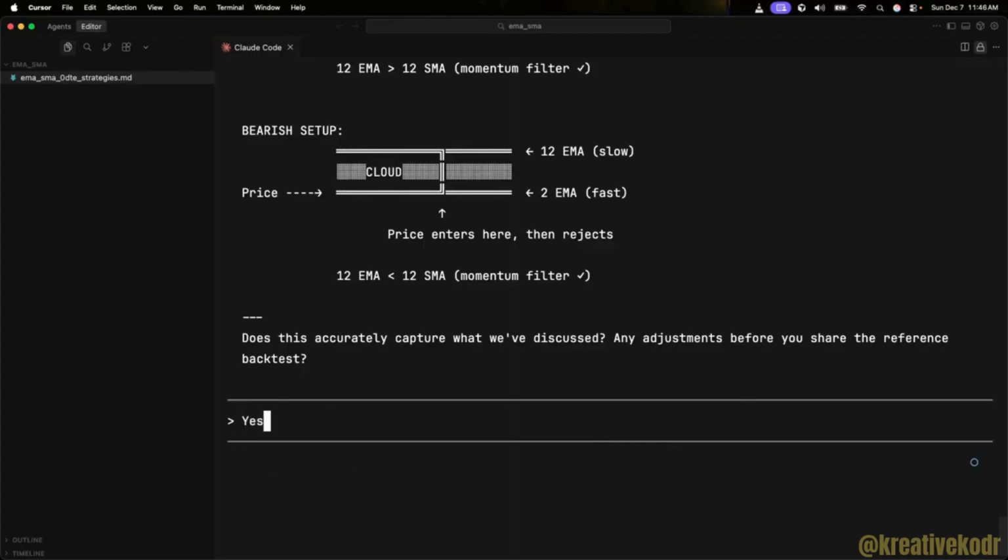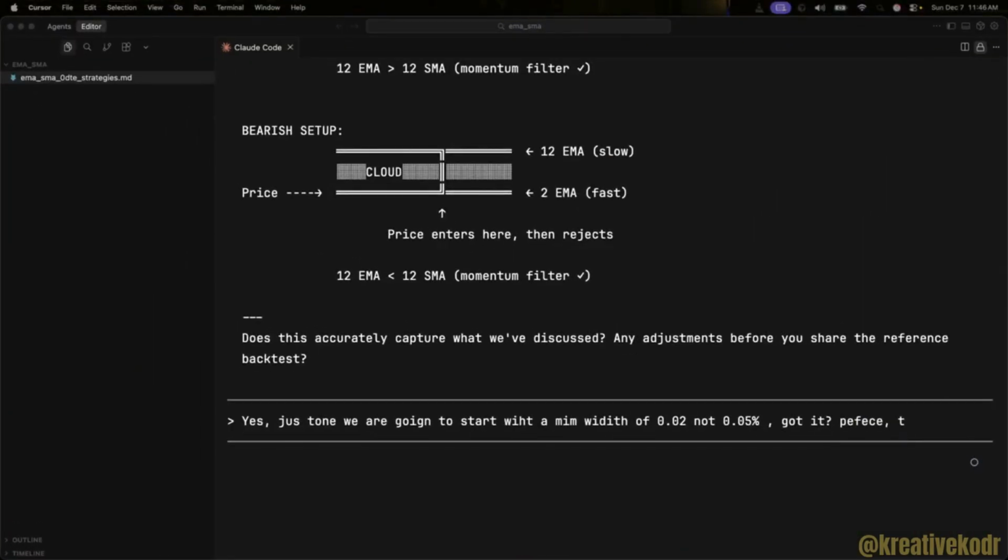Yes, just one. We are going to start with a minimum width of 0.02, not 0.05%. Got it? Perfect. All right, let's bring in our reference backtest.